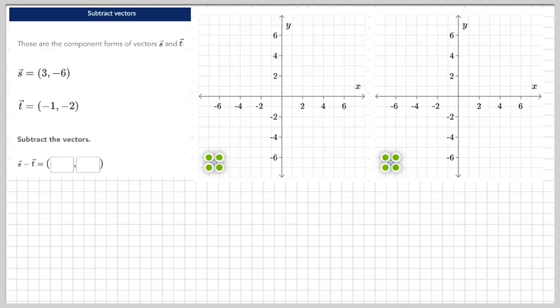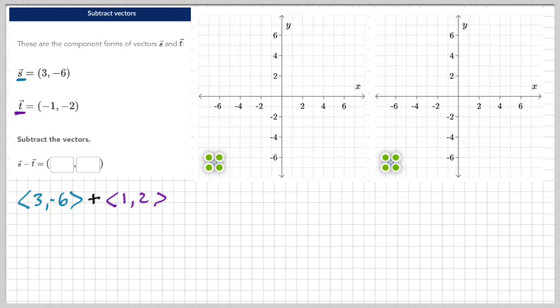So now we're subtracting, but we're going to change it in a way. Instead of going S minus T, I'm going to go S, so we'll make that the blue one. And then I'm going to go plus, and I'm going to go opposite of T. What's the opposite of T?